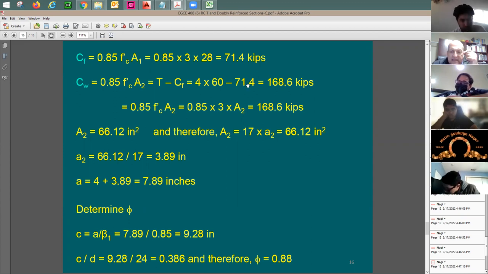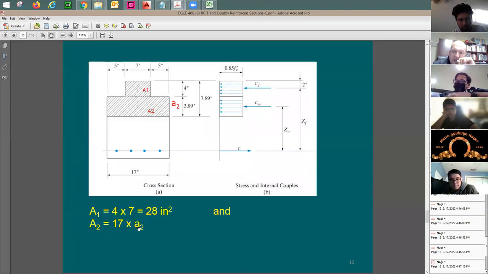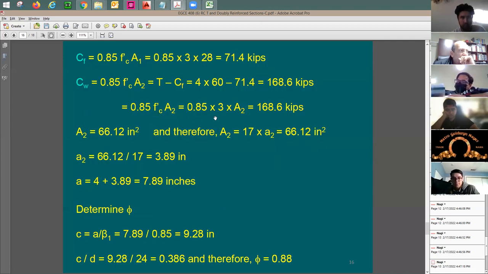So here we go. The second force in the web is giving 168, which is equal to what? 0.85 A prime C times the second area. And the second area, I have it in terms of A lowercase 2. Now I can solve for A2. It looks like a template, as if I use the first example solution, I just change the numbers.